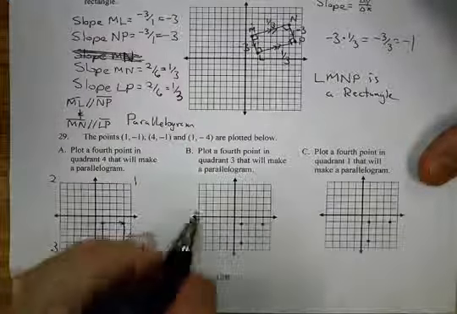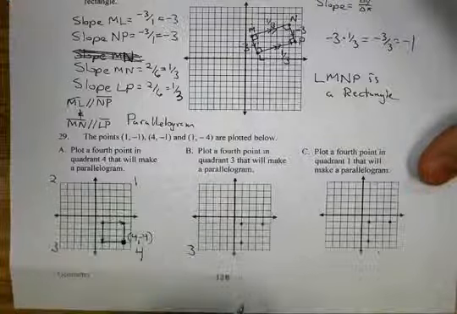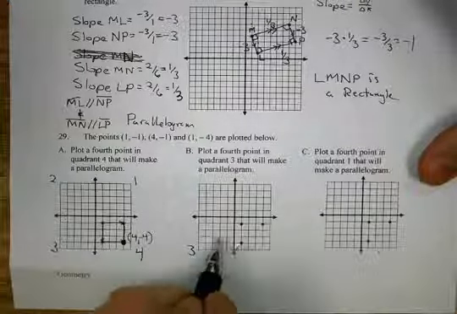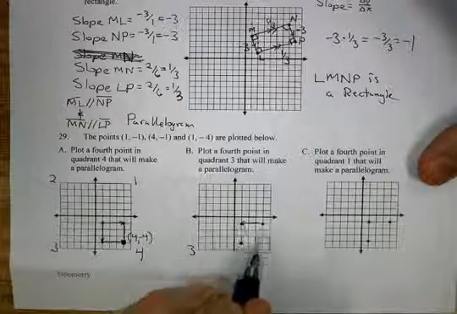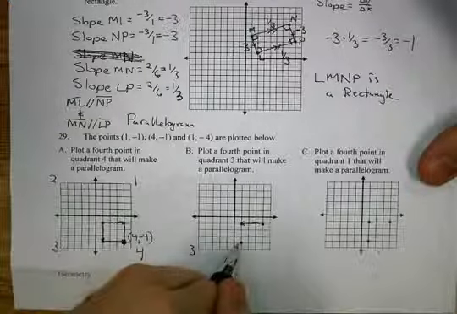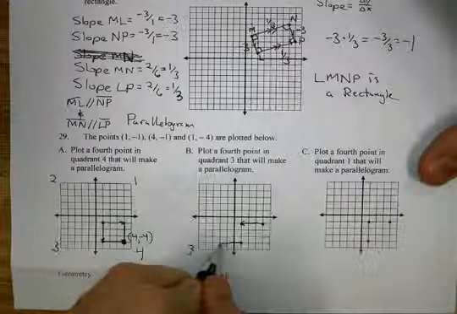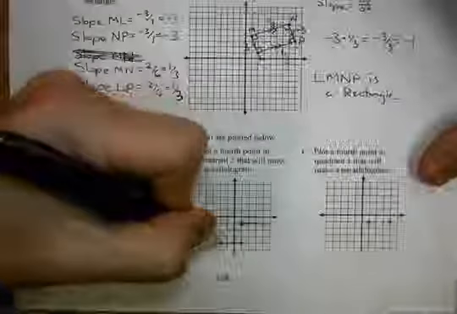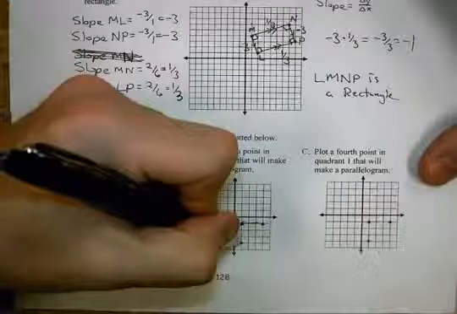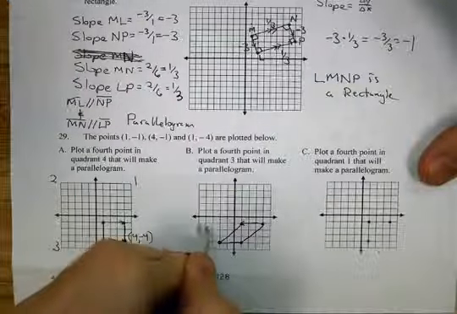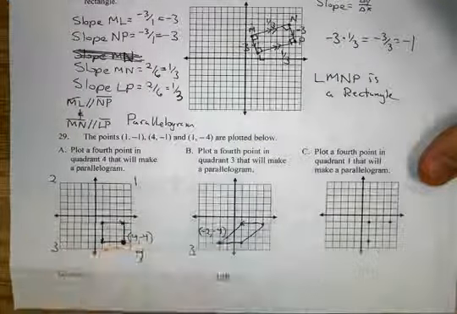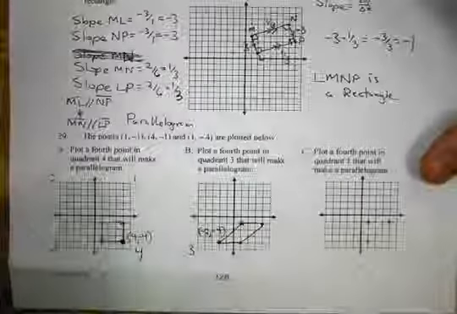Now, I need quadrant 3. Okay, well I'm going to have to go somewhere over here. Well, if I notice, I went 3 to the left from this point to this one. If I do the same thing, I could go out here, and that would give me parallel and congruent lines, which would give me my point at negative 2, negative 4, which would give me a parallelogram.